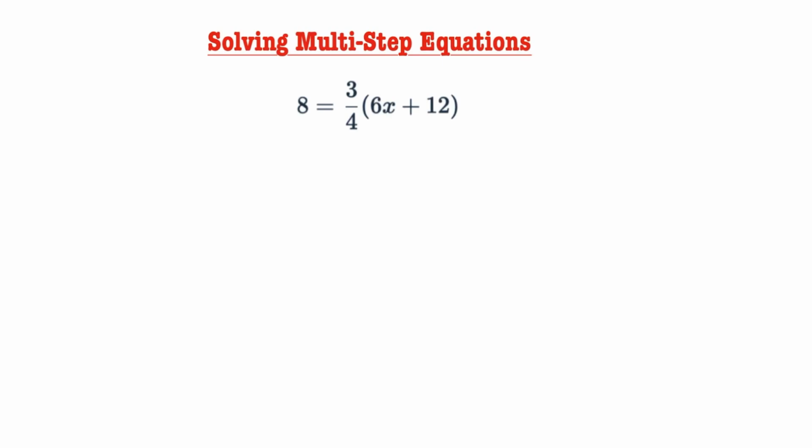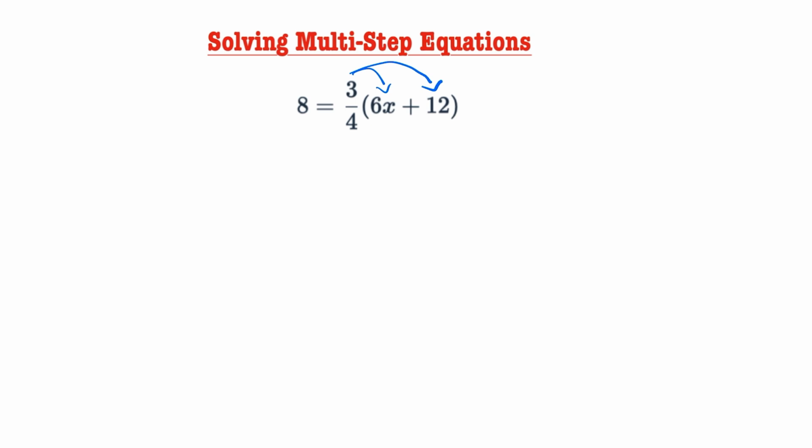We have an equation here that has a number outside of parentheses with nothing in between that number and the parentheses, which means that we're using the distributive property. And so before I start doing the inverse operation of the 6x or the 12, I have to first kind of release it from those parentheses by distributing.